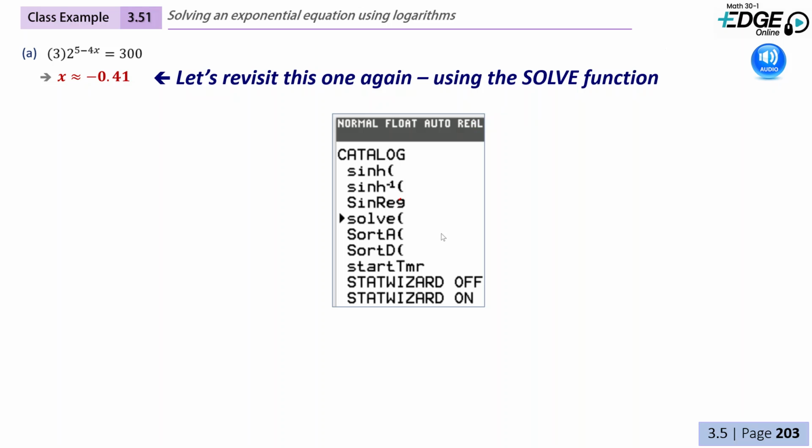So start typing in S, just so that it brings you to the S's or somewhere close, because this catalog is actually quite large, so it might take you some time to scroll through everything. But once you do that, find solve and push enter.